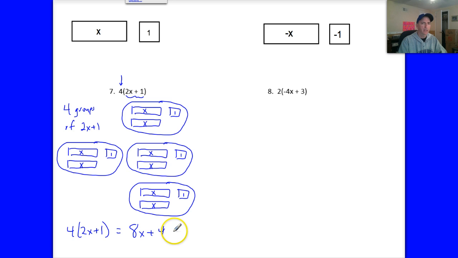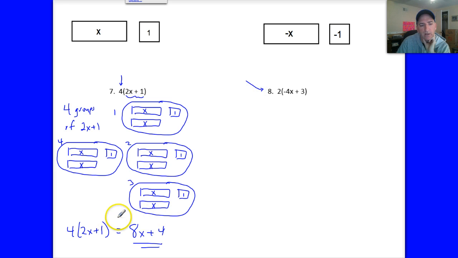the pictures, but I don't care. I still want you to draw the pictures at this point. We're going to reinforce that visual part of your brain. You need it. Okay, there is a trick to do that. But again, we have 1, 2, 3, 4 groups of 2x plus 1, which gives me 8x plus 4. All right, hit the pause button now and try number 8.